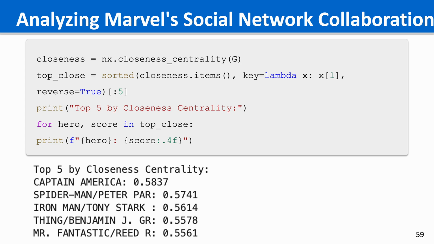Next up, Spider-Man and Iron Man, heroes who jump between teams and storylines with ease. Also in the top 5, Thing and Mr. Fantastic, key members of the Fantastic Four. They might not be the loudest heroes, but they're well positioned, close to others, and able to act fast. So what's the lesson here? Heroes with high closeness are like fast messengers or first responders. In crisis or communication, they're the ones who reach others fastest, and that's a superpower on its own.